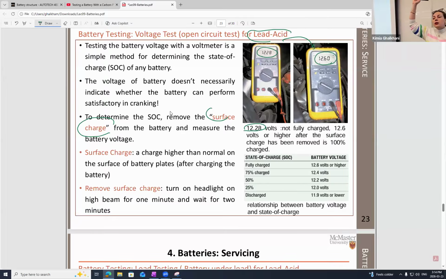or simply if it is the actual vehicle, turn on the headlamp. For a few minutes, turn on the headlamp, and it will get rid of the surface charge, and the battery voltage rate is going to be normalized again. And that's how we get rid of the surface charge.